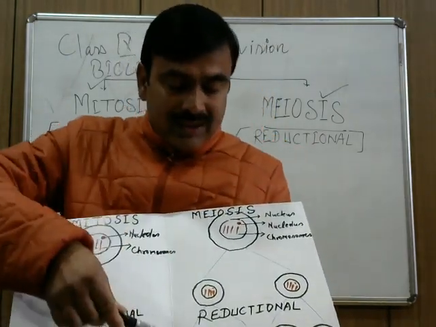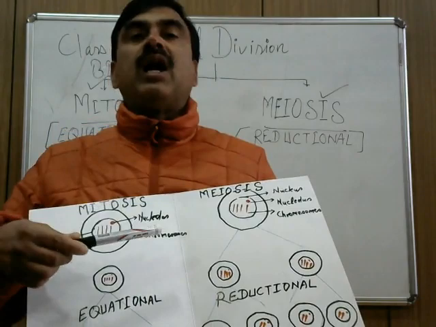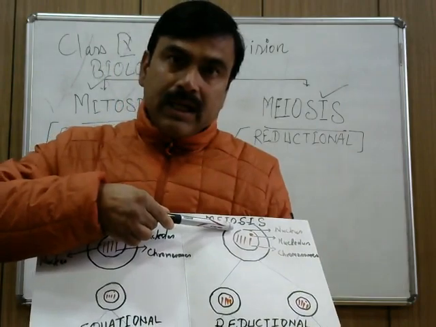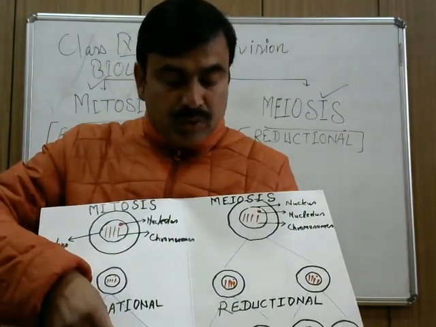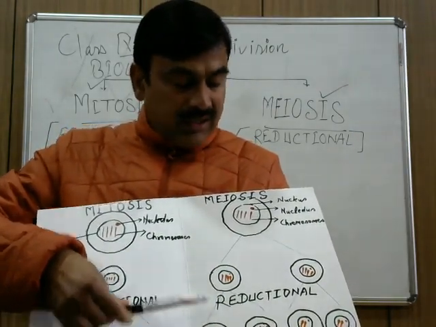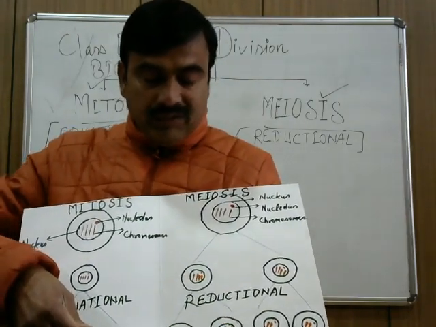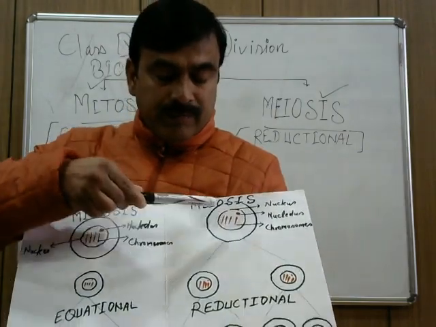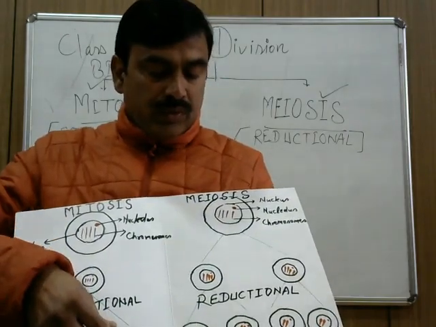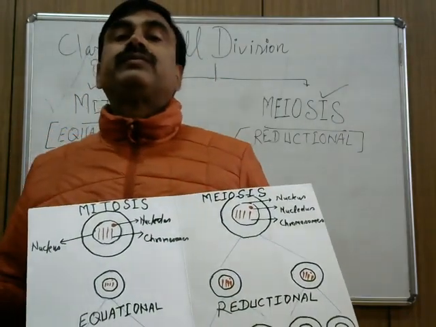Same thing, nucleolus is there, nuclear membrane is there, look at this, but the number of chromosomes becomes half in number. There are 4 chromosomes in the parent cell and there are 2 chromosomes in one daughter cell. So this is called reductional division. The chromosomes become half in number. If I had taken 8 chromosomes, then it would be 4 here, but I have taken 4 chromosomes, so it would be 2. 2 chromosomes in each daughter cell.